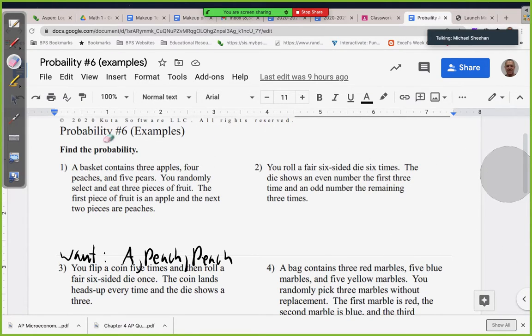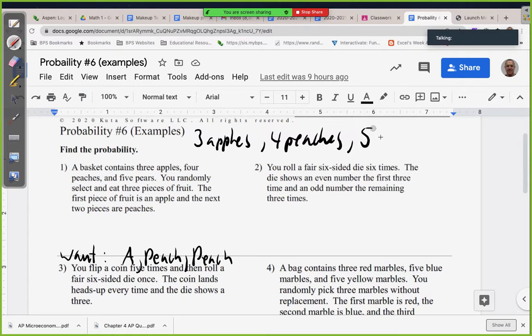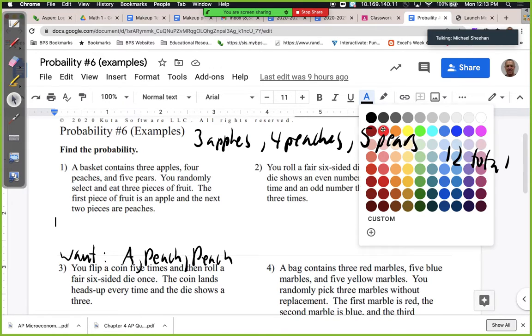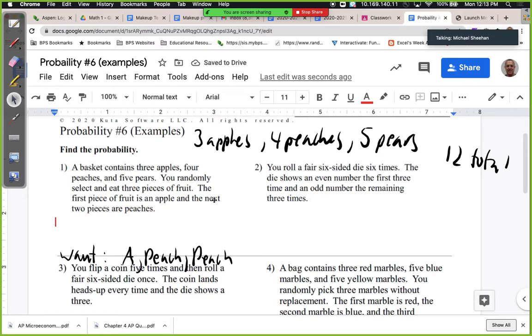Let me write this a little bit smaller. Again, I've got 3 apples, 4 peaches, 5 pears. So that's 12 things total, and I'm picking 3 things. So I want to get an apple first. I start off with 3 apples out of 12 pieces of fruit. So 3 out of 12. I'm going to leave a space, times.